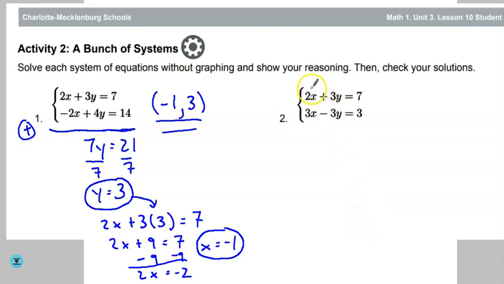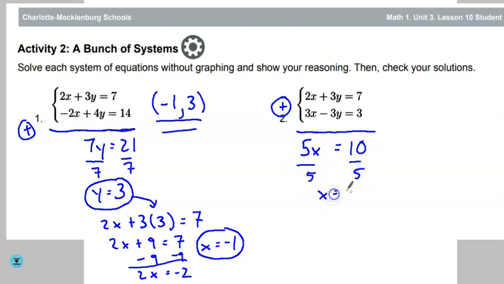So number 2, you should have seen 2x and 3x. You're not going to eliminate those. 3y, negative 3y. You can eliminate the y's. Since their signs are opposites, one's positive, one's negative, you want to add the two equations together. 2x plus 3x, you got 5x. 3y, negative 3y is 0. 7 plus 3 is 10. Divide by 5. x equals 2.